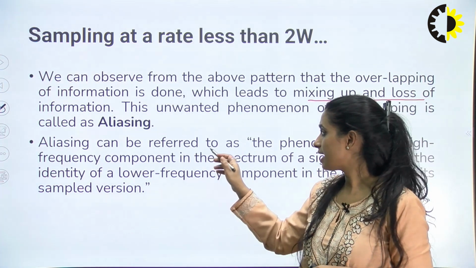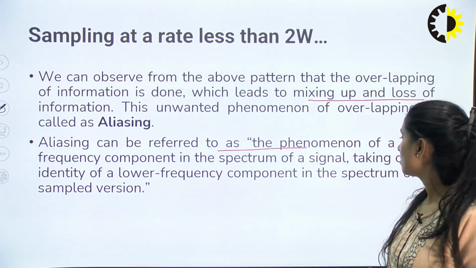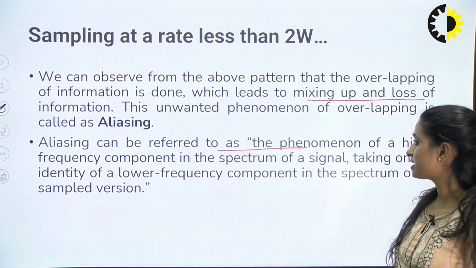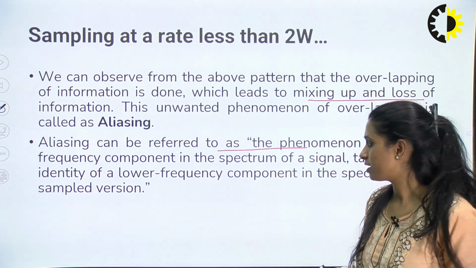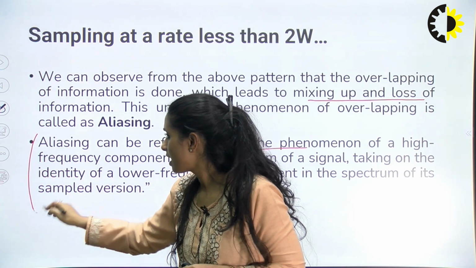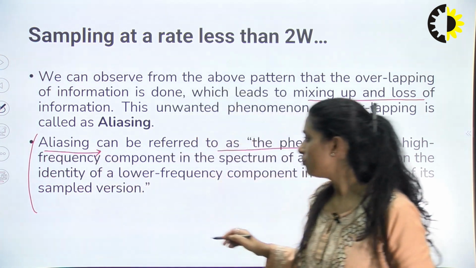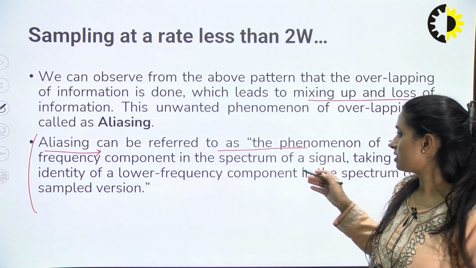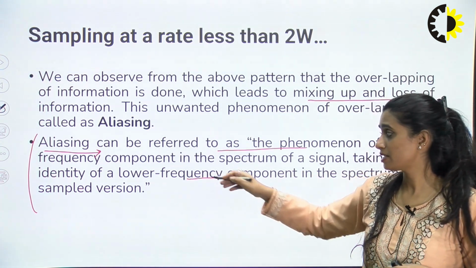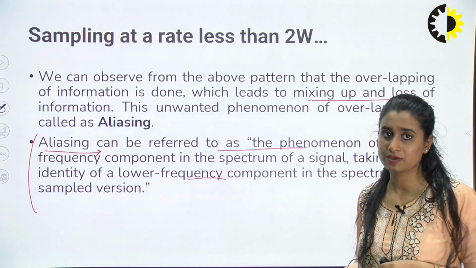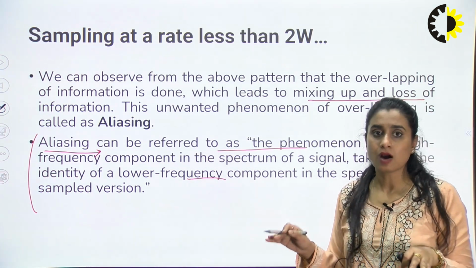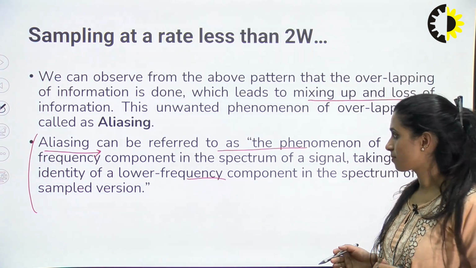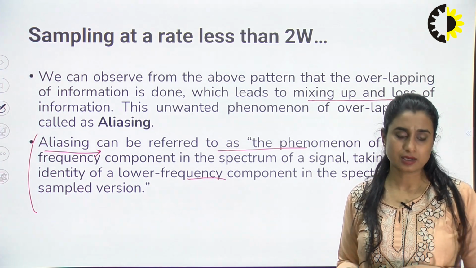Aliasing can be referred to as the phenomenon of a high frequency component in the spectrum of a signal taking on the identity of a low frequency component. What is aliasing? When a high frequency component takes the identity of a low frequency component in the frequency spectrum of the sampled version, that is called aliasing. And this isn't considered good for communication.